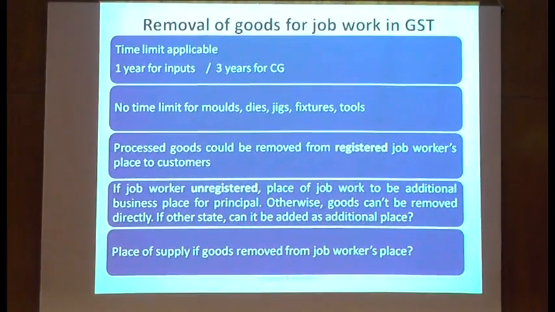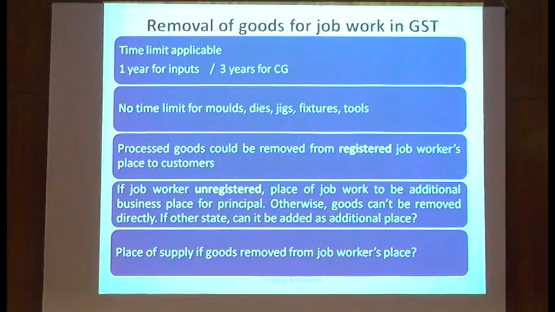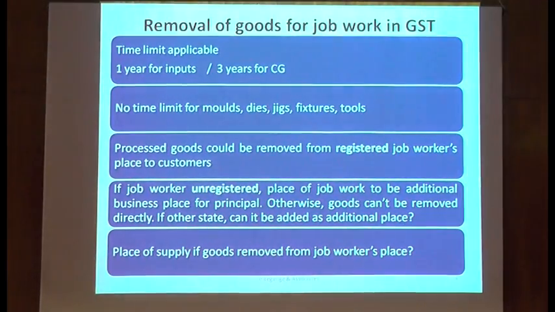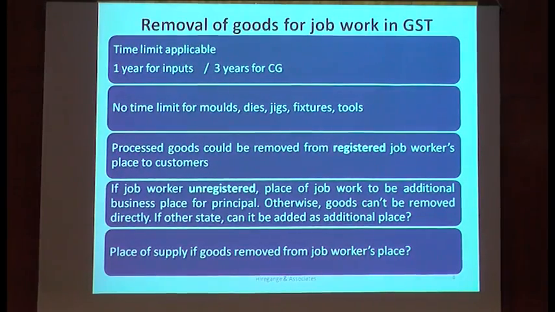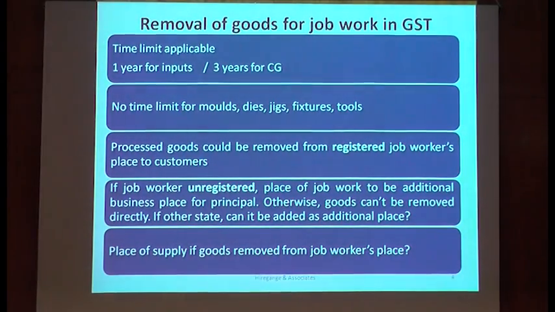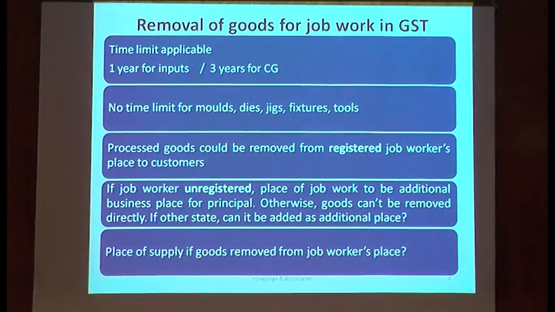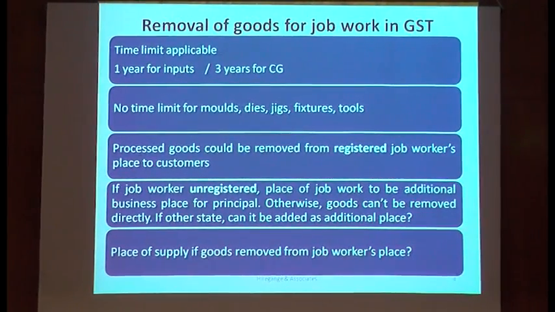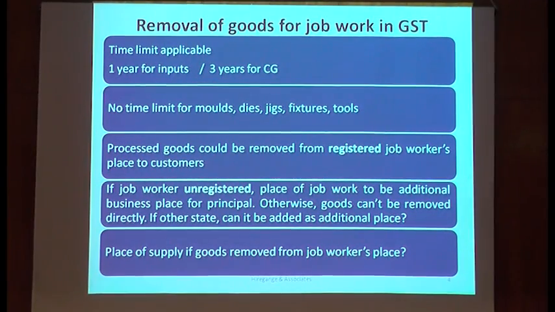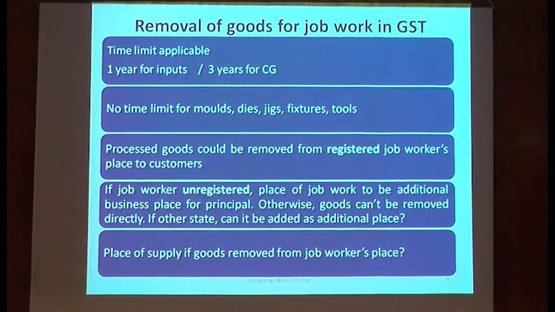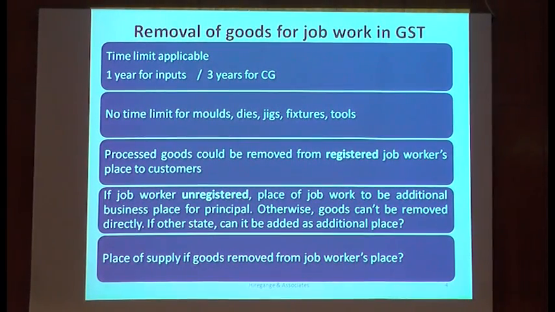There is an issue here. If you see, there is no restriction even if the job worker is outside the state. But technically there is a challenge, because if you are doing this registration, addition of this place in Karnataka, and if you have a job worker who is unregistered outside Karnataka, then you cannot add his place as an additional place in your registration certificate. Technically it is not being permitted, even though the law doesn't bar it.